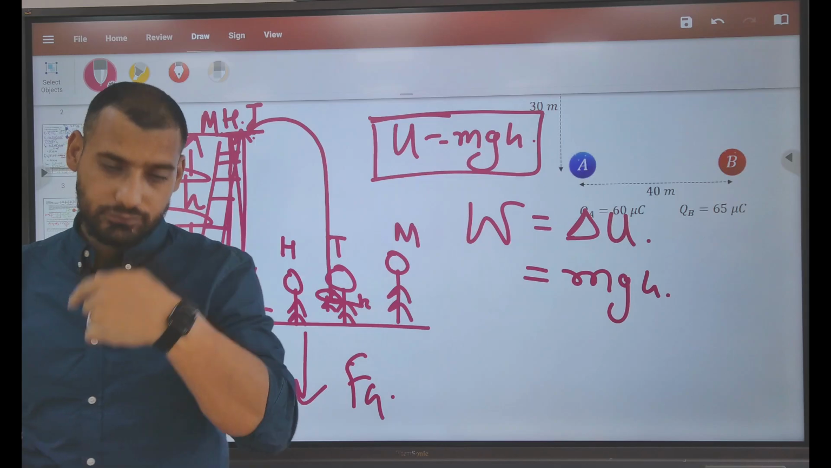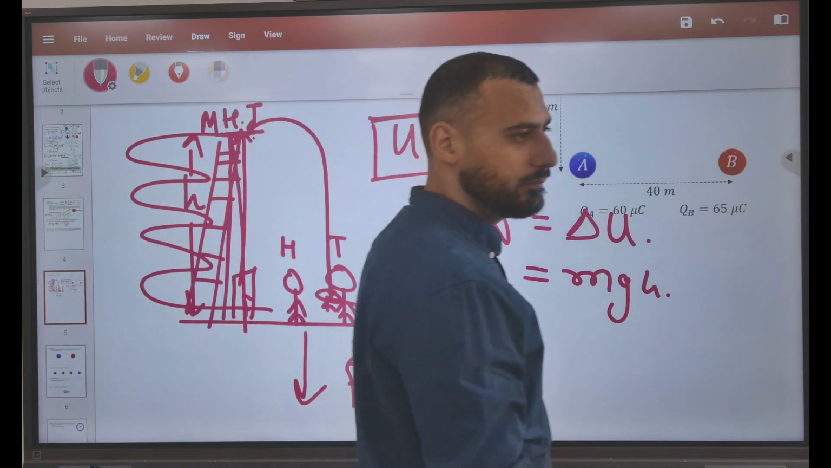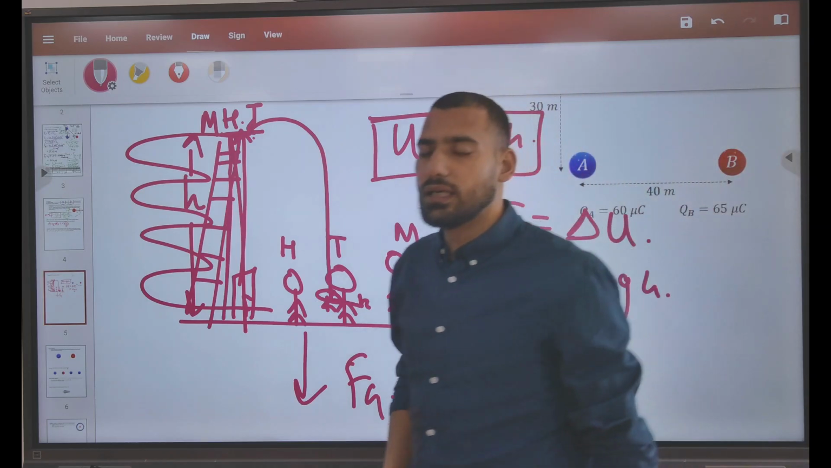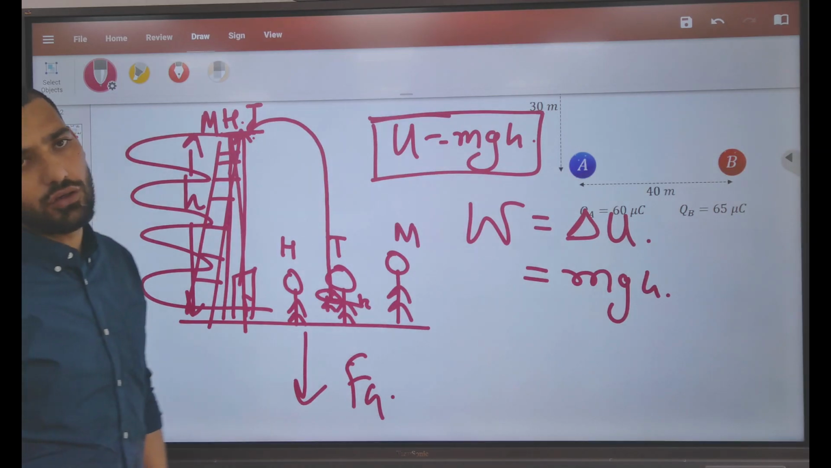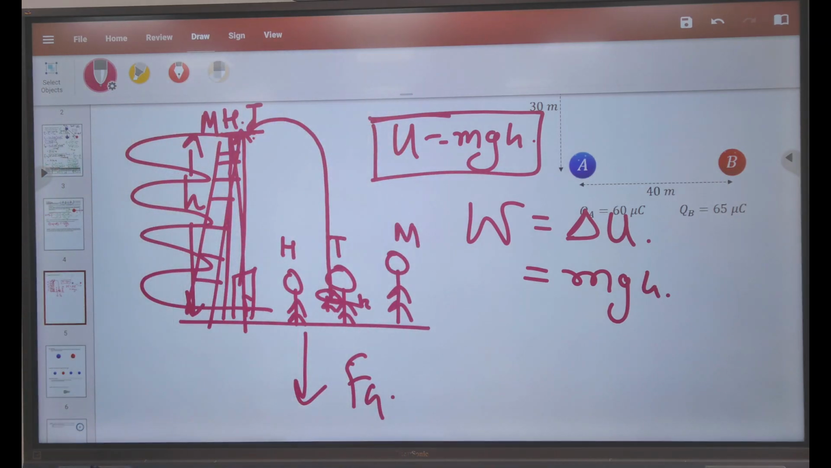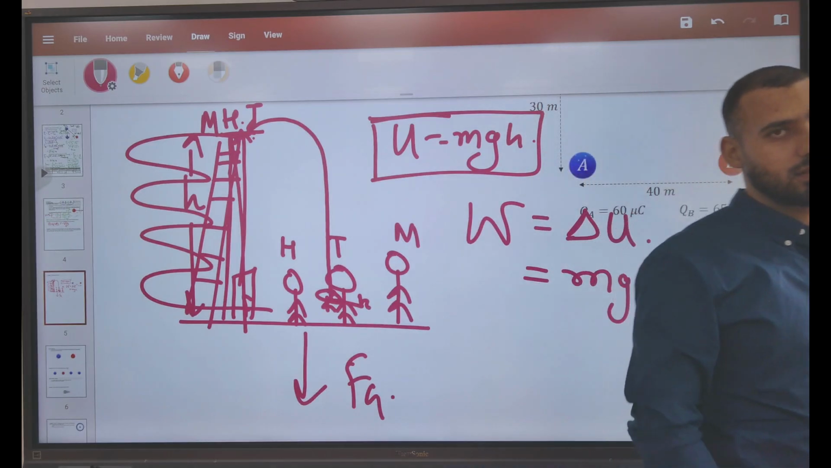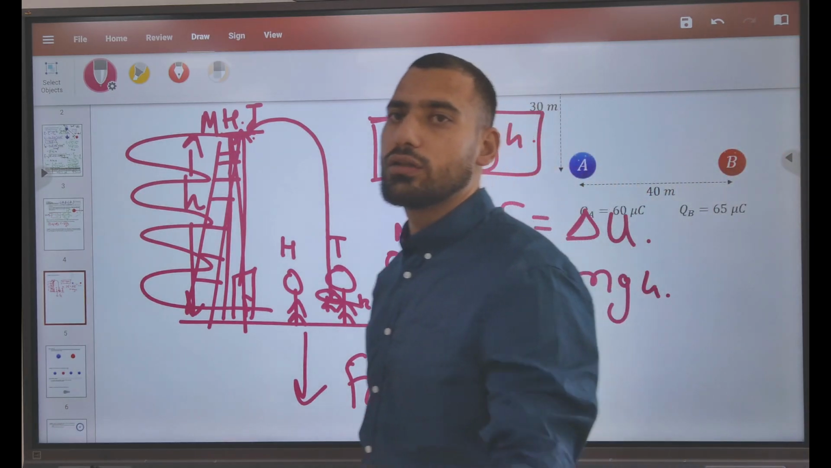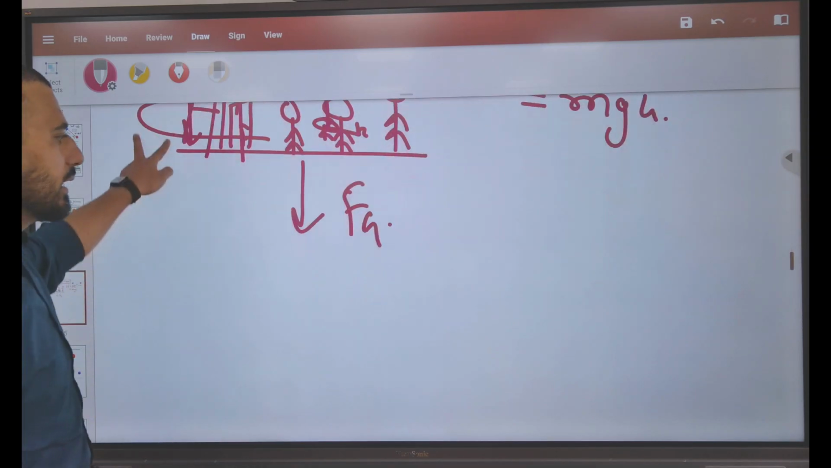Write it down. Both the fields are done. That is, the work done is independent of the path followed. Full stop. It depends on the initial and the final positions.